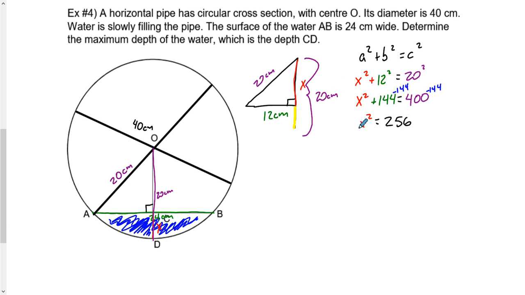So to get the x by itself, we square root, and x is 16. So just that part of the triangle should be 16. So if this part is 16, we need to find out what is the depth from here to here. That's a nice quick calculation. We know the entire length is 20. We subtract 16, and we get 4. So the depth of this water is 4 centimeters.